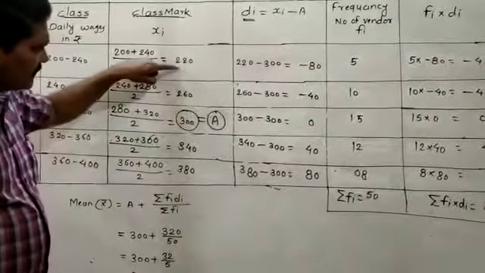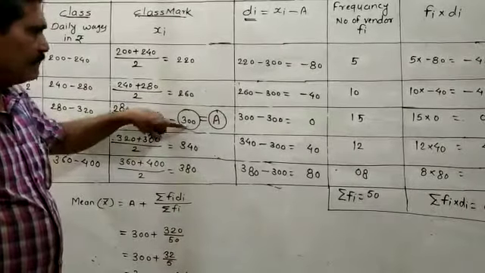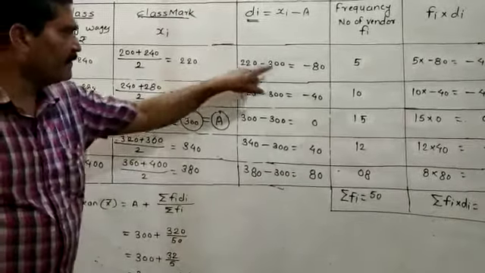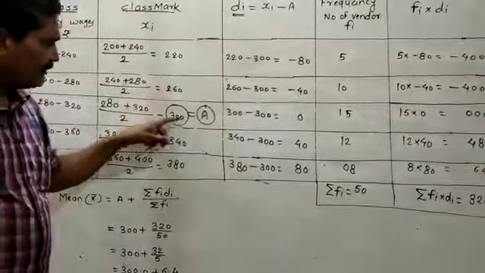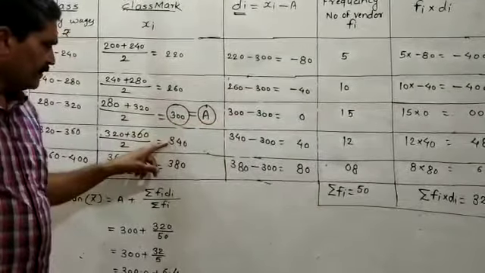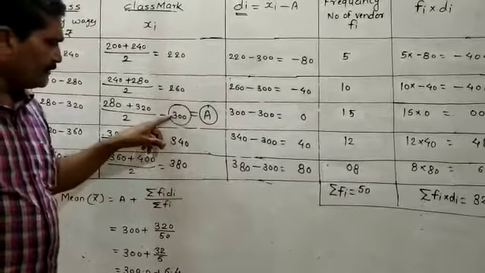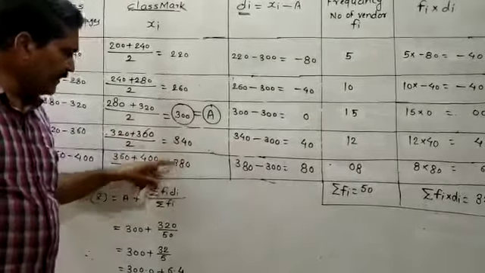Di means this xi minus this A, means 220 minus 300. This 260 minus 300, here you have to write. This 300 minus 300, here you have to write. This 340 minus 300 you have to write, and 380 minus 300.